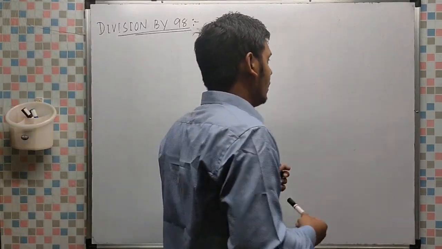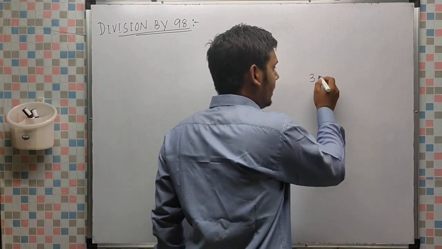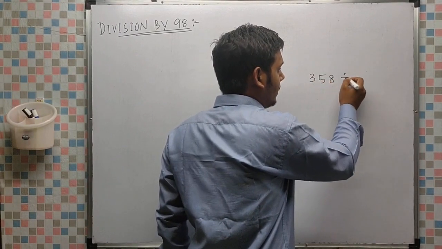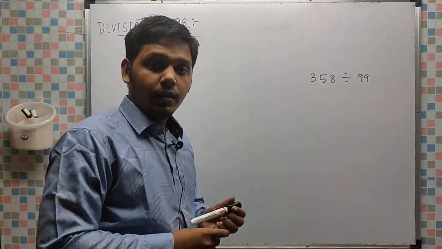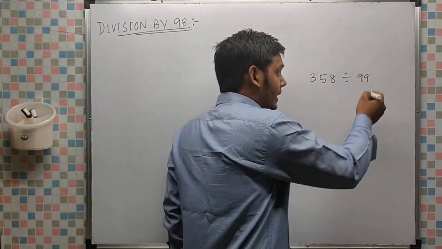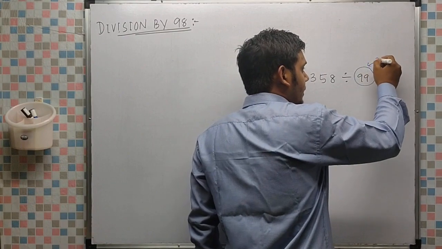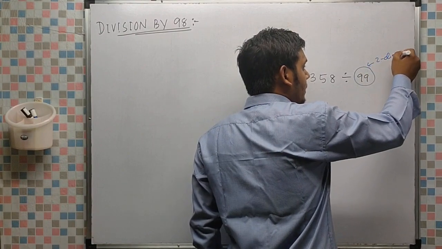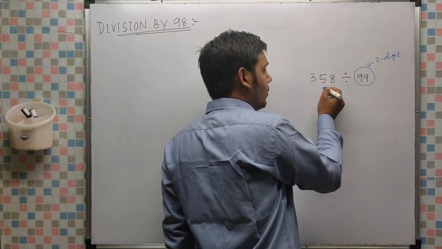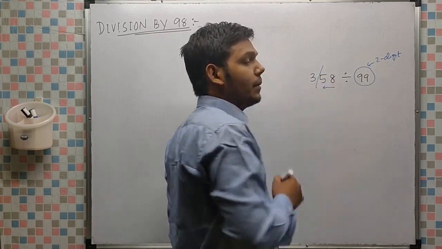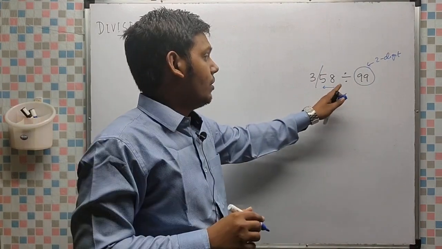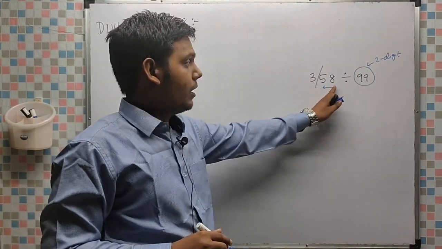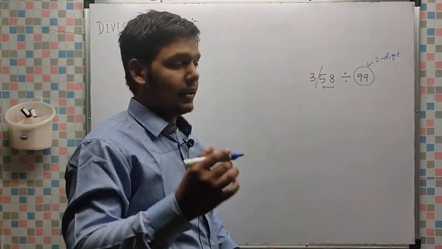if 358, a three-digit number, is divided by 99. So what we are doing in that case? Our divisor is a two-digit number, so two digits will be counted from the end digit. Now we will separate the digits: 1, 2. Thereafter we will separate the digit.